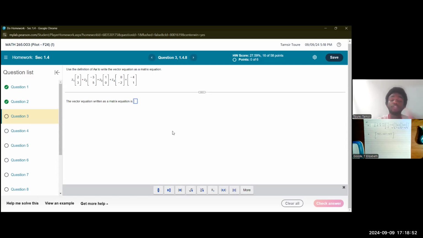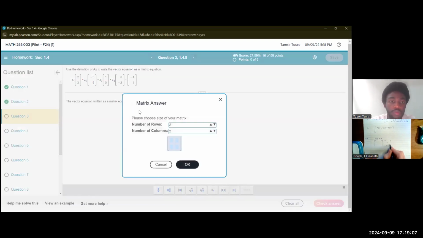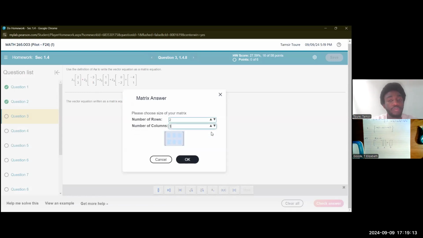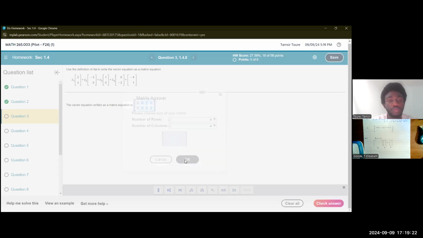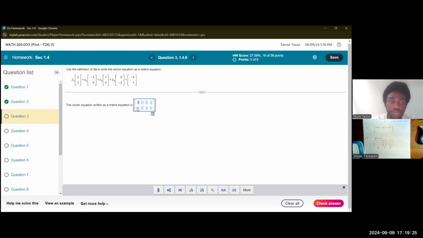A matrix equation, is that just one long line? This one, number 3, looks like AX equals B. So you'll have a matrix times an X equals a vector B. You have to figure out how big the coefficient matrix A is going to be. Yeah, it's 2 by 4, exactly. And you see the columns are there. So you just put those values in. Perfect. Look at you go.